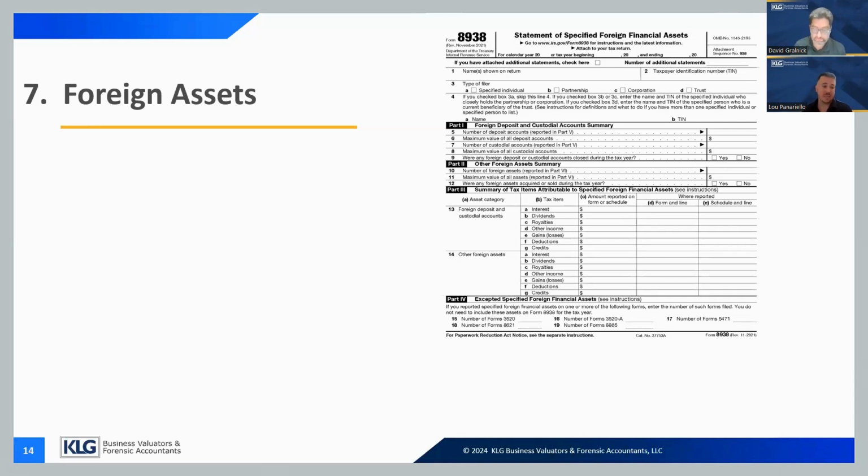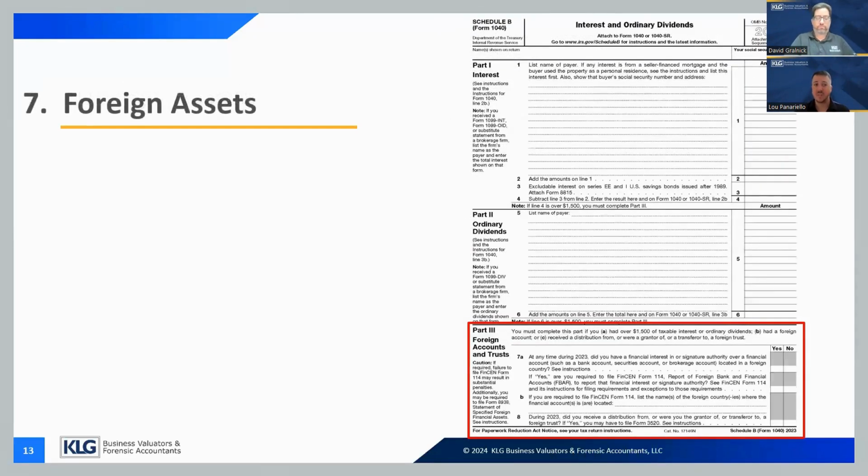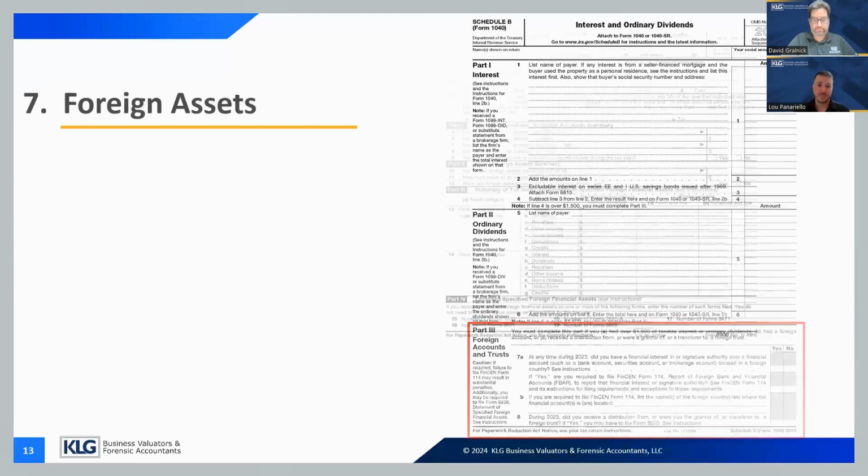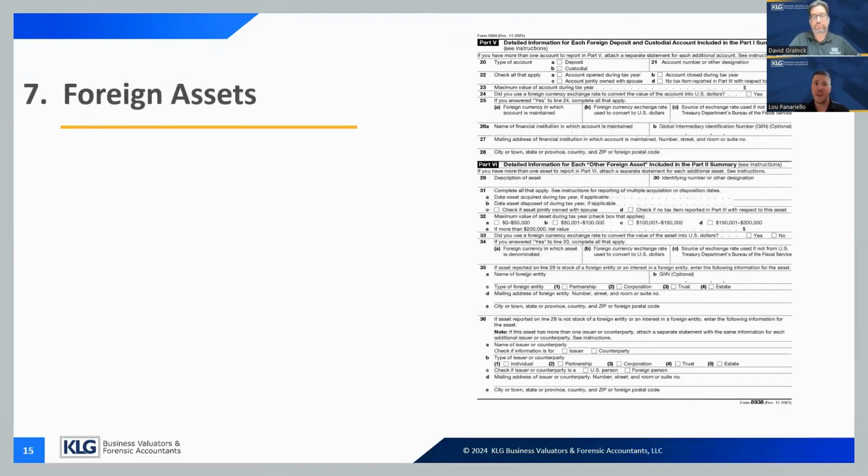Now, given the thresholds, it's conceivable that somebody has to file Form 114 with FinCEN, but this schedule is completely empty. So just because this schedule is empty doesn't mean you shouldn't go and look at Part 3 of Schedule B. Now, the second page of Form 8938 is going to actually give you some data.